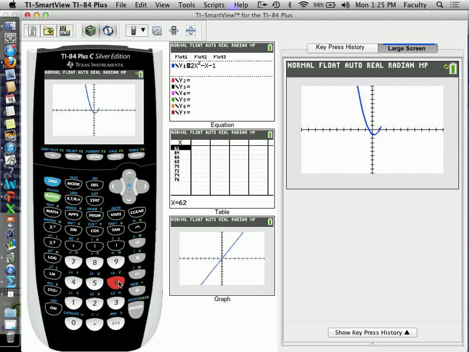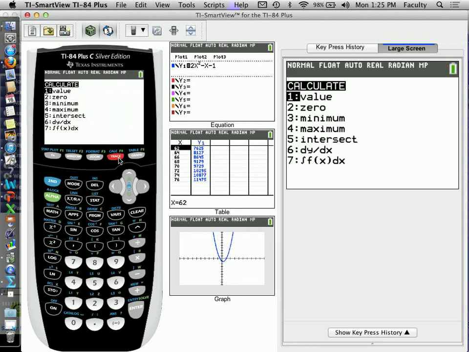And what I want to refresh your memory on is using the feature on your calculator that finds x-intercepts or zeros. Does everybody have it? Okay, here's what you're going to do. You're going to press second trace. Second trace.